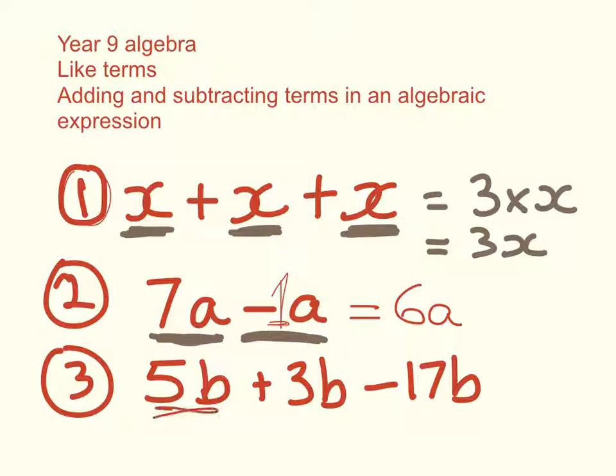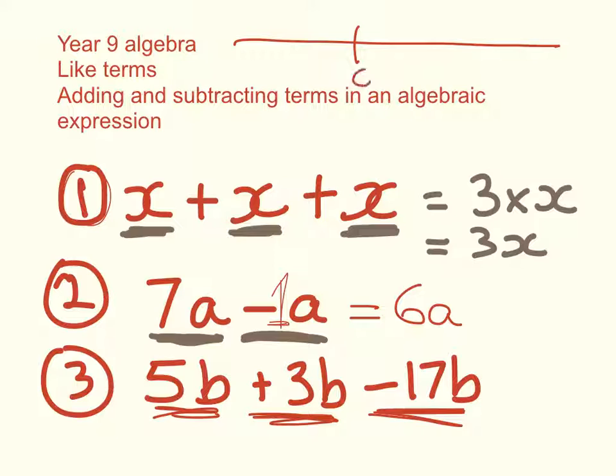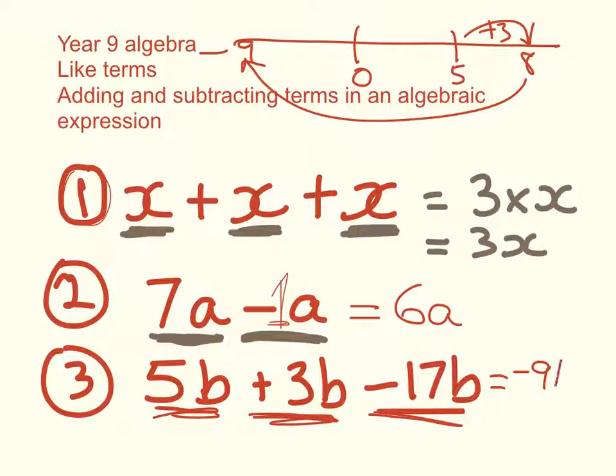Well, I've got 5 lots of b and 3 more lots of b. So that gives me 8b, and then I'm going to take away 17b. If I'm thinking about how many I've got, if here's 0, I started with 5, I added on 3, that gave me 8, and now I'm taking away 17. So that gets me back to negative 9. So altogether, I've got negative 9b.